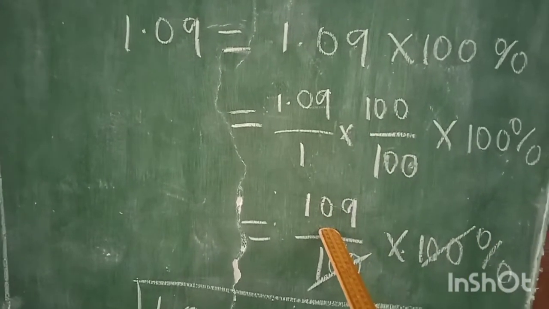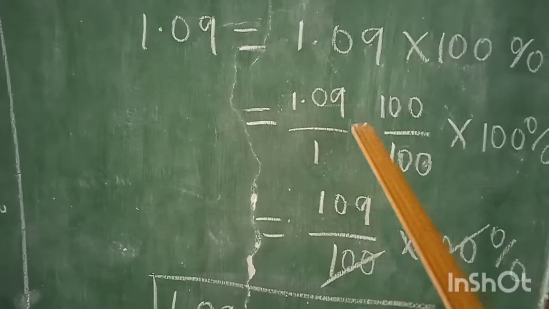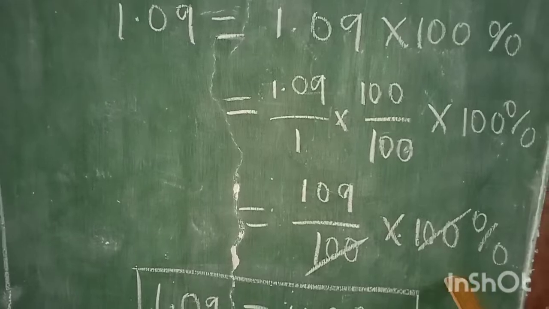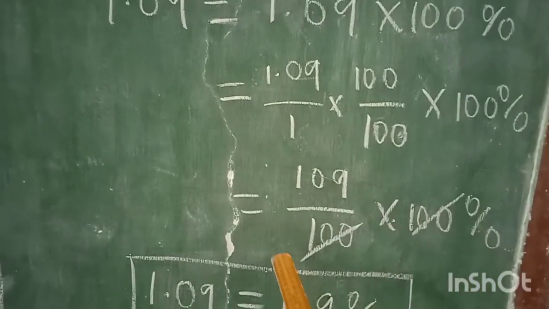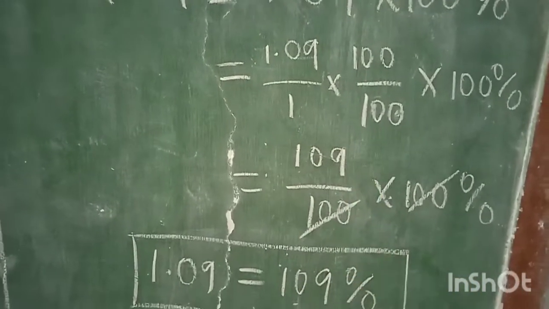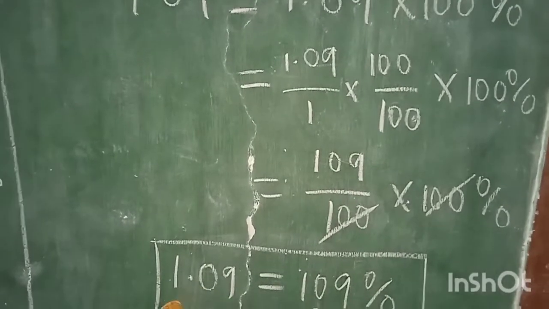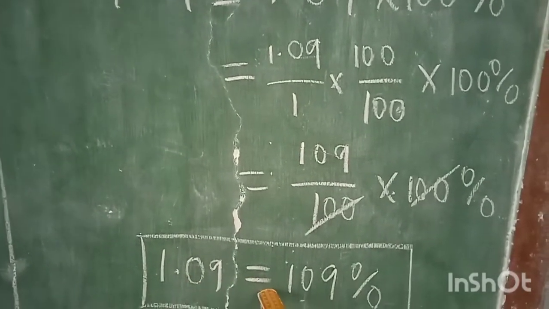Then we are getting the answer 109 upon 100 into 100%. So we are cutting this 100 and 100. We are getting the answer 109%. So 1.09 is equal to 109%.